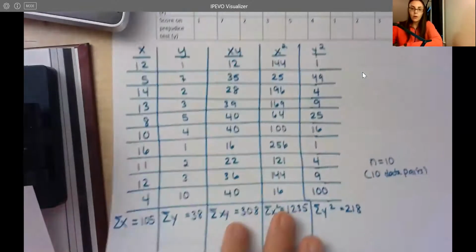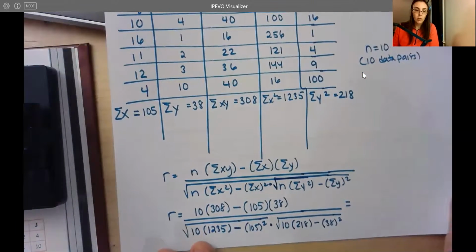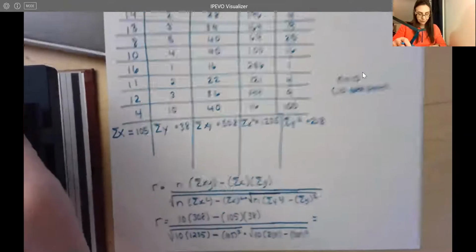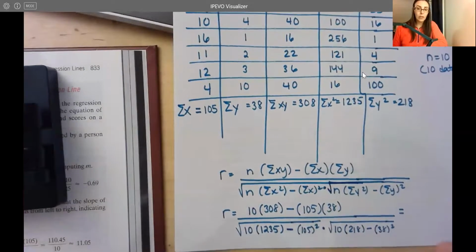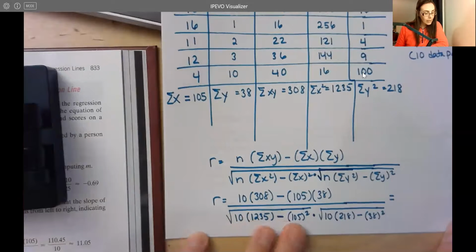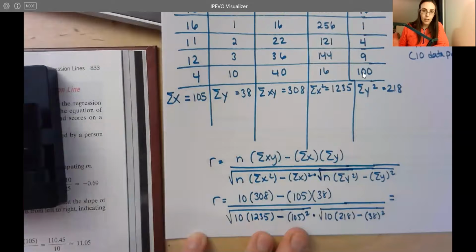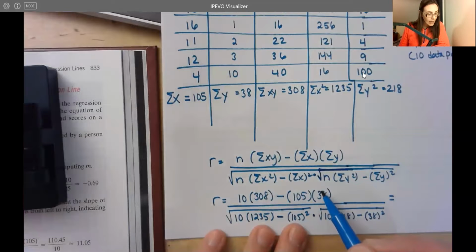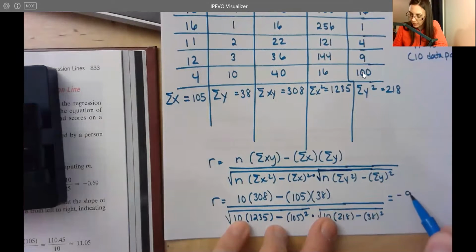So this formula is not difficult, but it is extremely, extremely tedious. So you can see why we would normally do this with technology, right? And also why you'll only have a few of them on the homework, because they do take a really long time to do out. So let's keep going here. If I simplify my numerator, then I've already done my calculator work here. I'm going to get 10 times 308, and then minus 105 times 38. And what I'm going to get here in my numerator is negative 910.